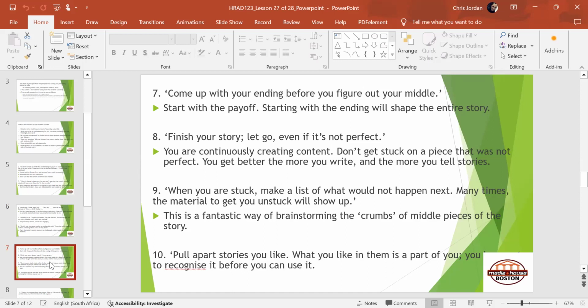Nine. When you are stuck, make a list of what would happen next, or what would not happen next. Many times, the material to get you unstuck will show up. So just to explain this, it is about brainstorming, and I think I've mentioned this before, maybe even to you. It is a very good idea for a creative professional to continuously, maybe once a week, or maybe that's a bit too much, maybe bi-weekly, just sit with your notepad, and first and foremost brainstorm some fresh ideas.